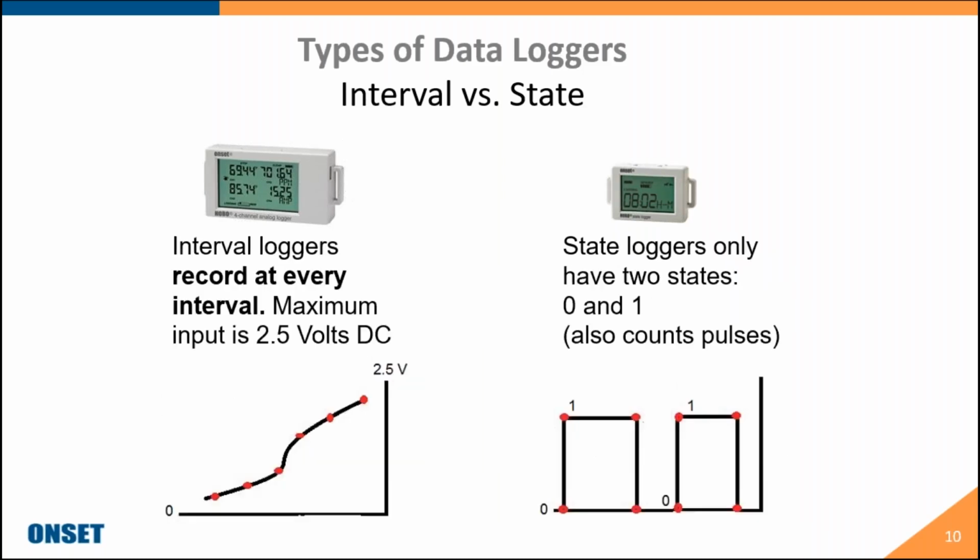And here's an example of two different data files from our interval loggers versus our state loggers. As you can see with the interval logger, it had taken several measurements between 0 up to 2.5 volts, and you can see each point that it took that measurement as it climbs up that graph. With the state data logger, as you can see, it has only two options, 0, which could be for a low state or low logic, or a 1, which could be for a high logic level.